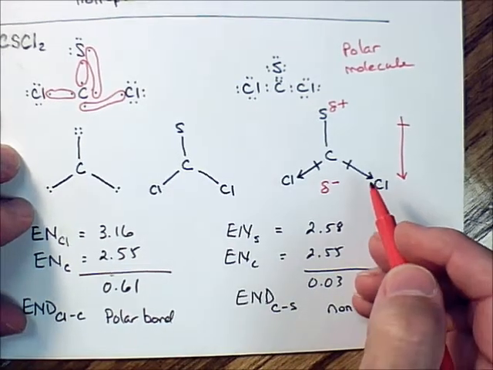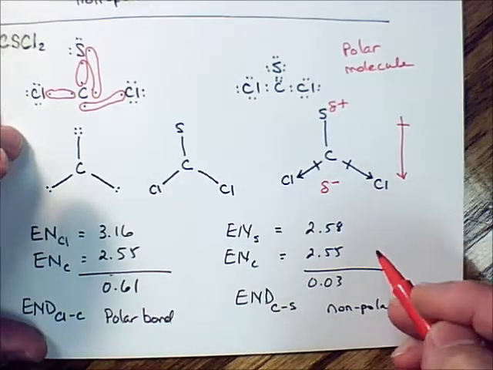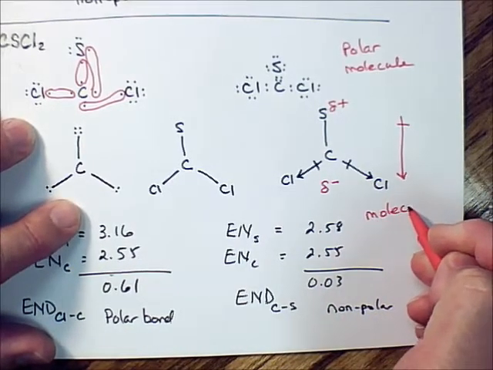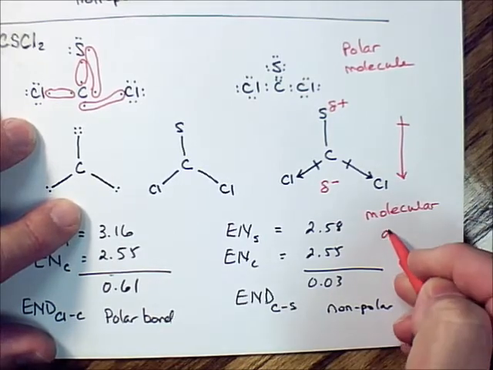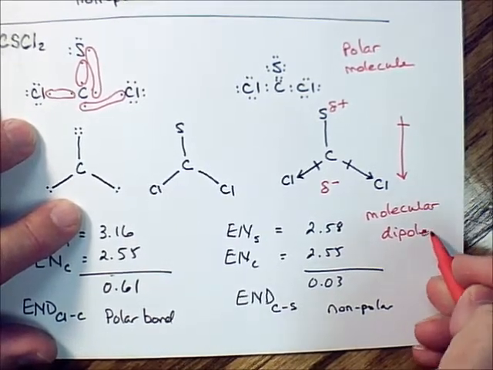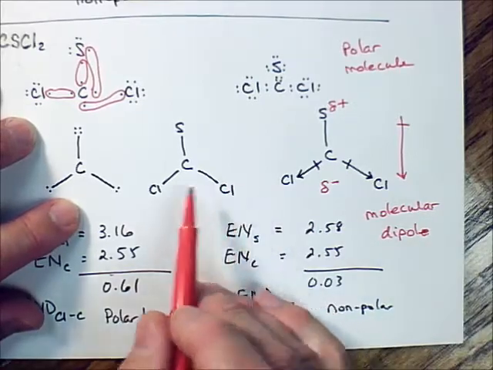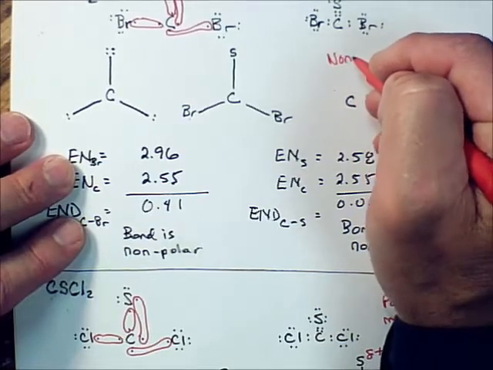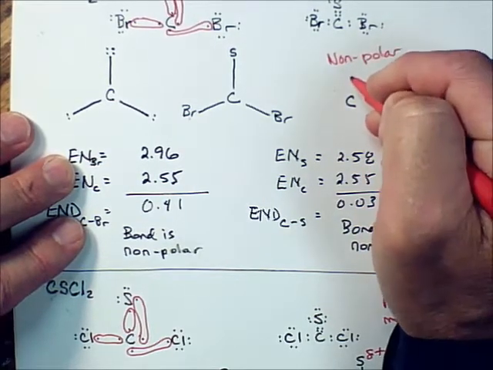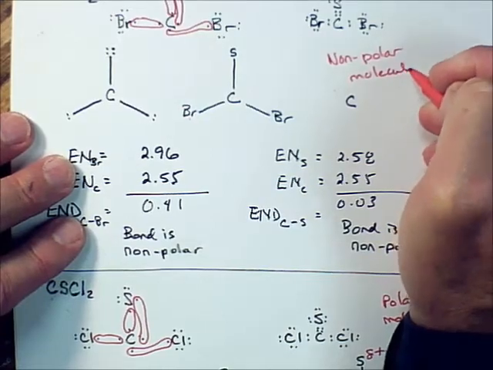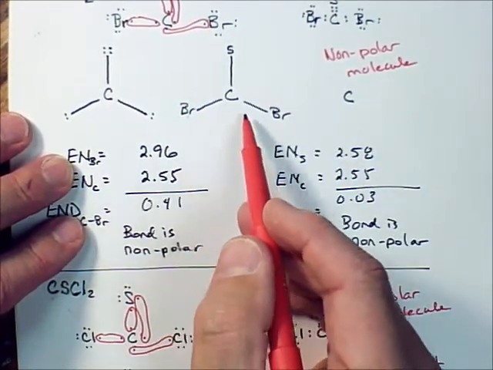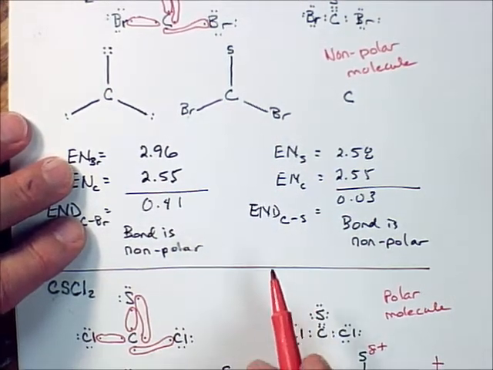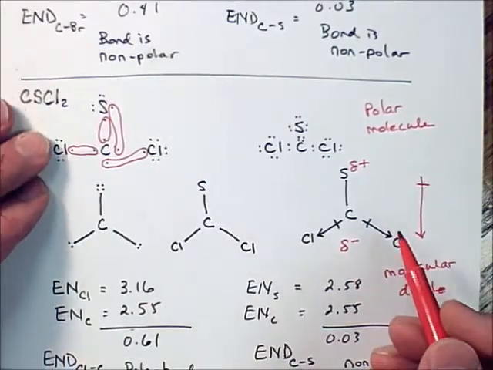And a polar molecule is a molecule that has a dipole, two poles, 1, 2. So this is a molecular dipole. All right? Our first molecule up here, where we had bromines instead of chlorines, is nonpolar. It's nonpolar because we don't have enough polarity in the bonds to create polarity for the whole molecule. So it's not a dipole. This one is.